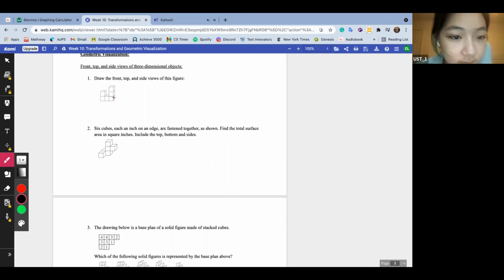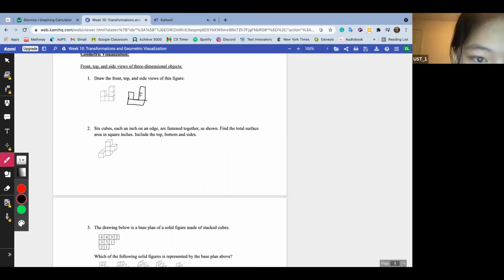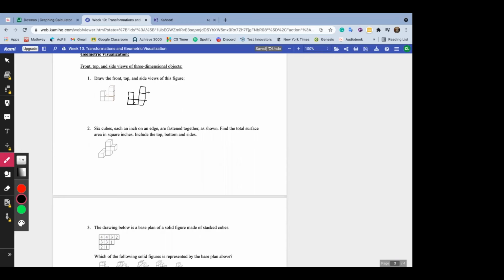Actually, I want to explain it right now because it might be a bit confusing. The front view is just going to be this pattern right here, the curvy thing. It's not a great drawing, but you see how. And then the back view is basically the same thing, the opposite of the front view.